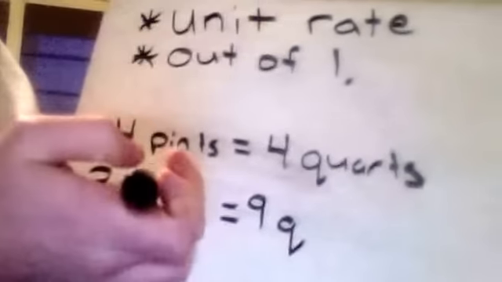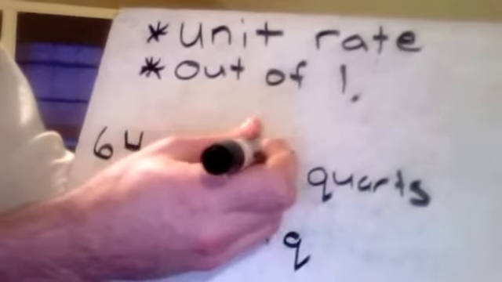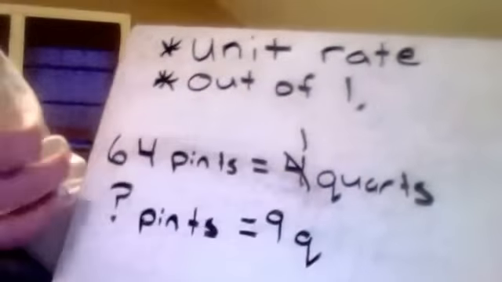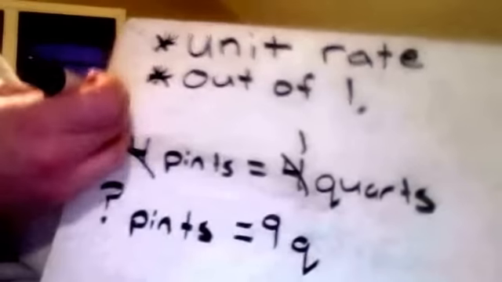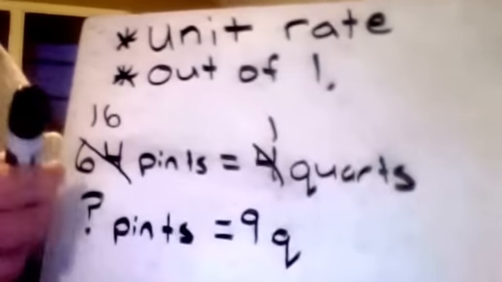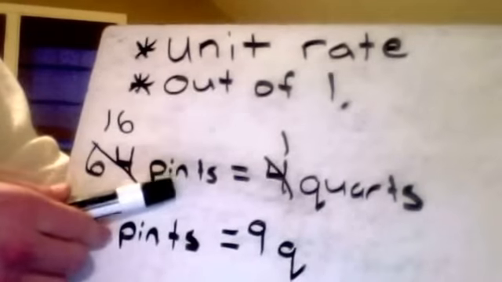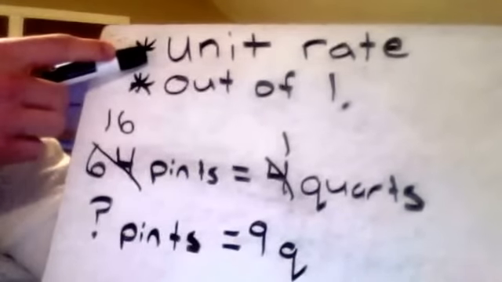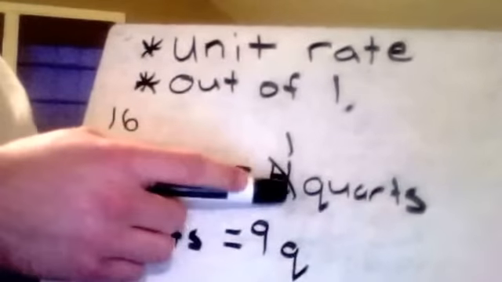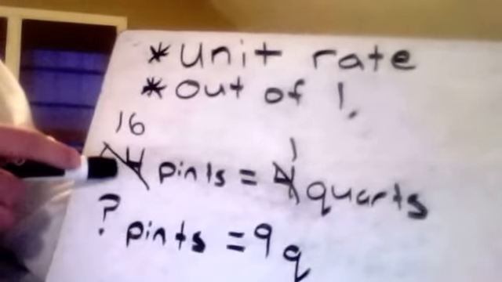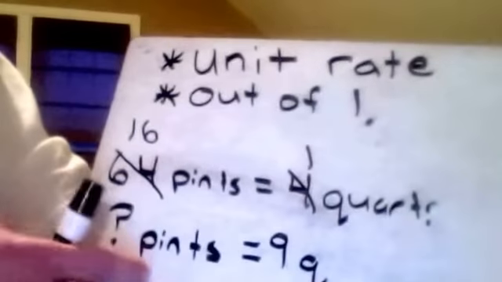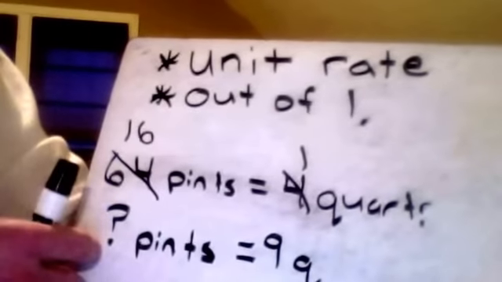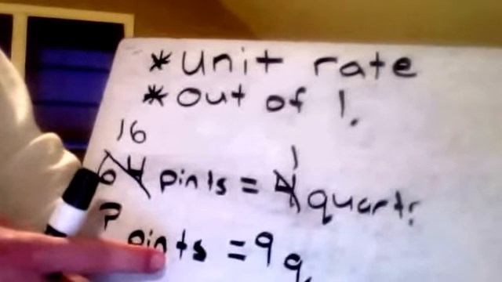So if I do 4 divided by 4, that's going to be 1. If I do 64 divided by 4, that is 16. Now what we have left over is what we call a unit rate. We've got it out of 1 quart. So now we know that 16 pints is 1 quart. So now we should be able to solve our problem down here. How many pints is 9 quarts?